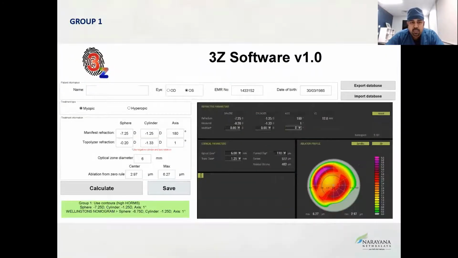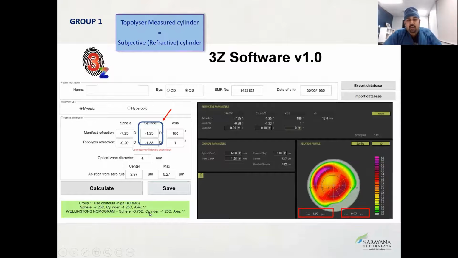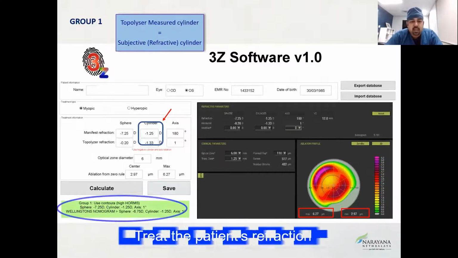And if you look at this example, in this patient, the cylinder that is measured on refraction and that which is measured on your topographer is similar, and the axis is also similar. Even the ablation from the zero rule is very minimal. So this patient did not have a significant higher order aberration. So the software will tell you to use whatever is being accepted by the patient on manifest refraction. You can go ahead and treat that with the same axis. And this is for group 1 patients.